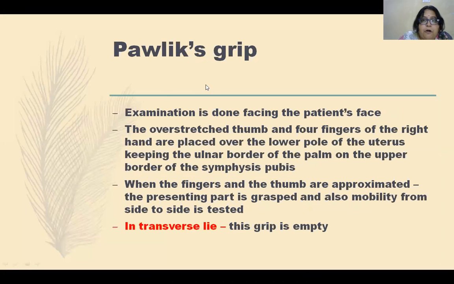That is called the Pawlik grip, where the examination is again done facing the patient's face, and the overstretched thumb and four fingers of the right hand are placed over the lower pole of the uterus, with the ulnar border of the palm placed on the upper part of the symphysis. You need to feel whether the presenting part can be grasped and look for any mobility. Side to side mobility should be tested. This grip is also empty in case of a transverse lie.